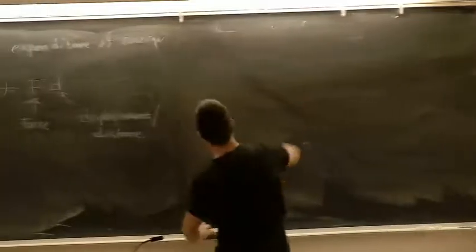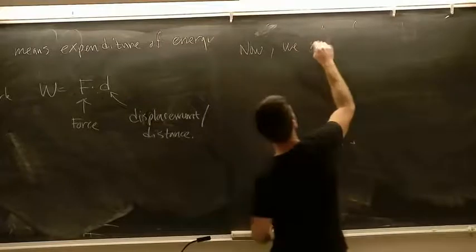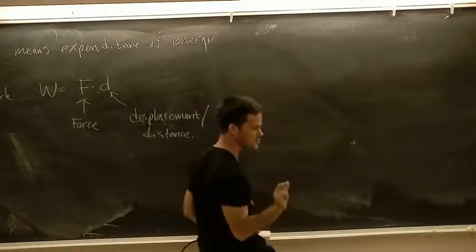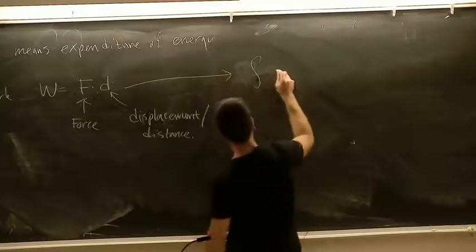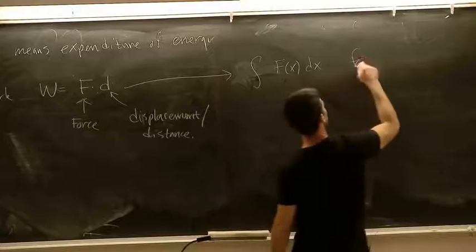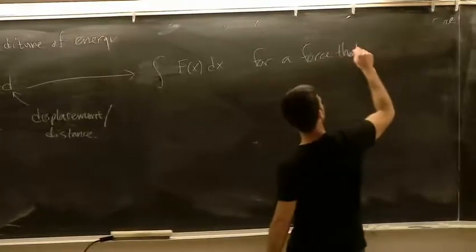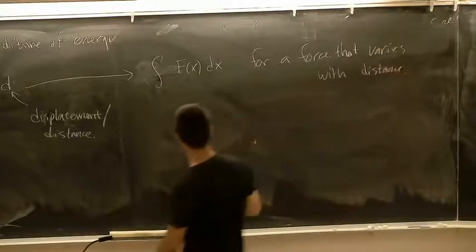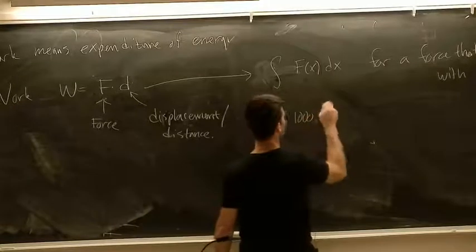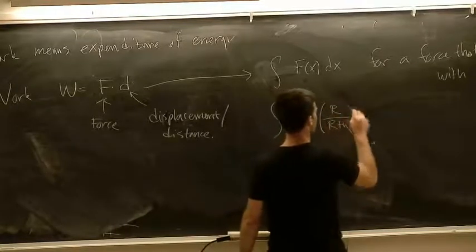Okay, so if we want to calculate the work required to lift this barbell, we're going to have to integrate. We can no longer use the formula F times D, because the force is going to vary with the distance. So let me give you the new formula for work. It will be the integral of F(x) dx for a force that varies with distance. So in this case, it will be the integral of 1,000 times R over R plus h, squared.